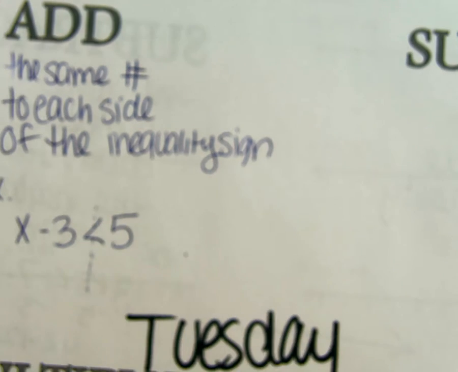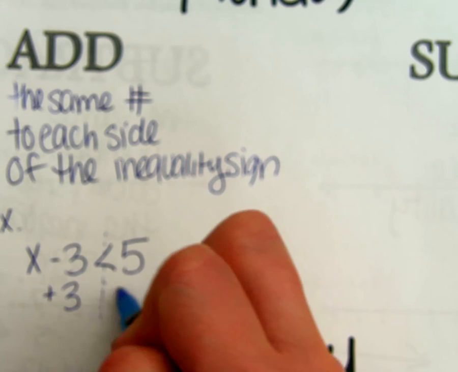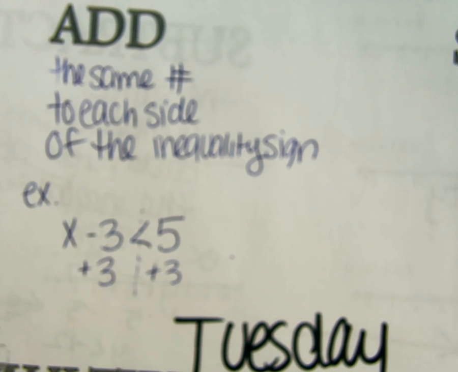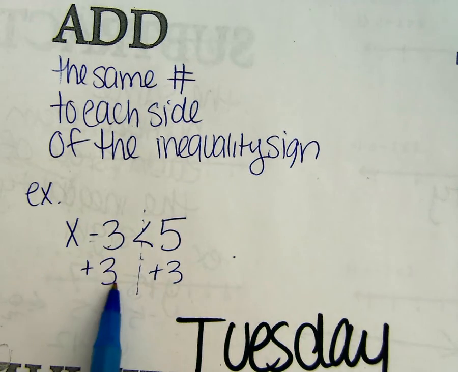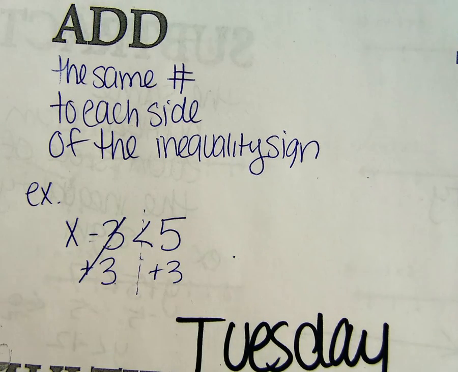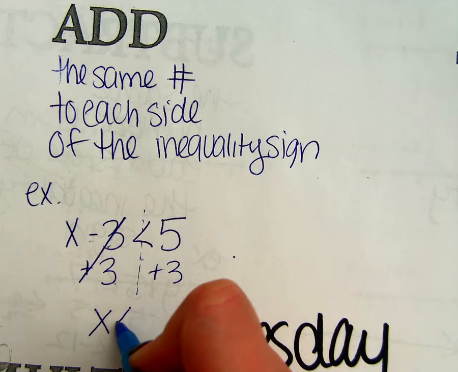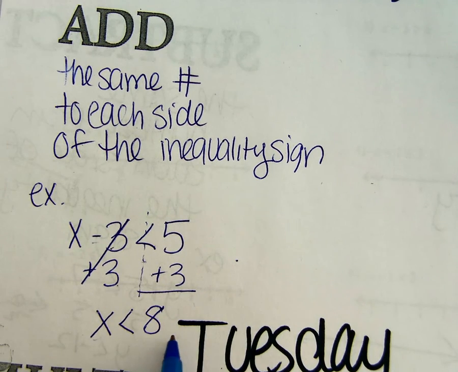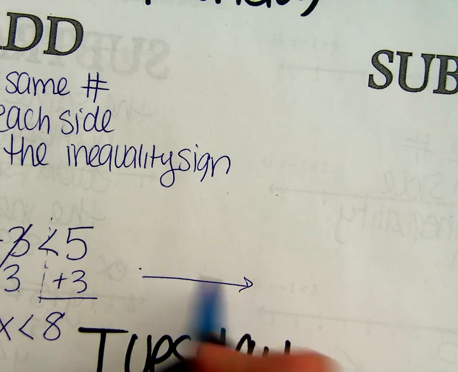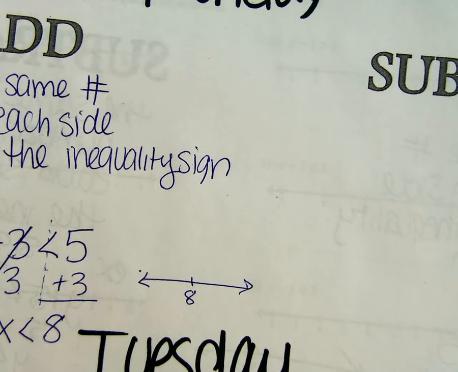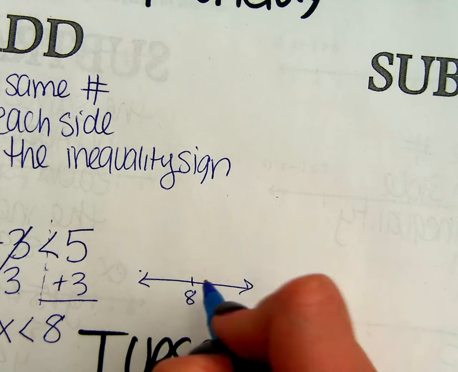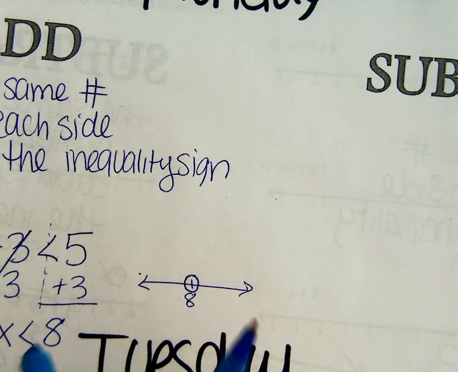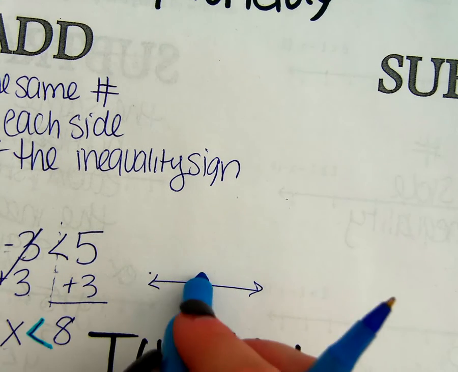So you're going to add 3 to both sides. You're going to add 3 and do the inverse, because the opposite of minus 3 is plus 3, because these will cancel out. You're going to then have x is less than 5 plus 3, which is 8. x is less than 8. And if we were to draw our graph, we can put 8 in the middle. It is an open circle because it is not equal to, and it is less than. The arrow is going this way, so that is our graph.